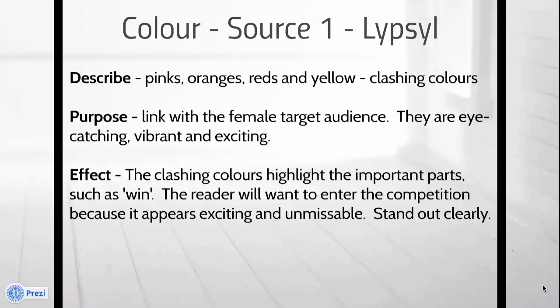Now, for example, the word win on the advert is pink and yellow. Now, that highlights the most important parts of that advert. So you've got to think about why have they highlighted that win with those vibrant clashing colours. Now, I thought about, will this make the reader want to enter the competition because it appears exciting and unmissable? Okay, it makes those sections like win stand out really clearly.